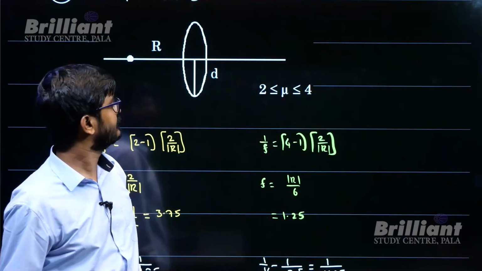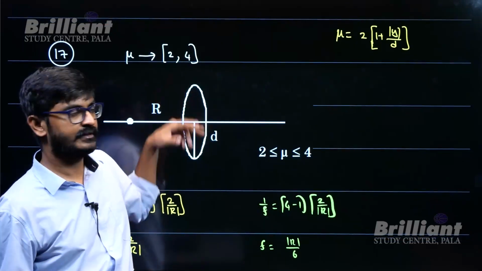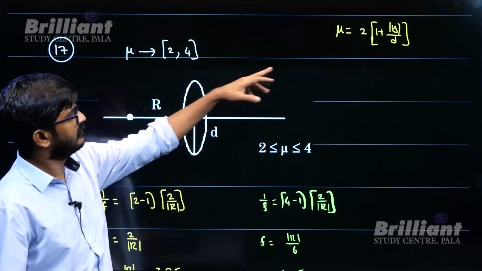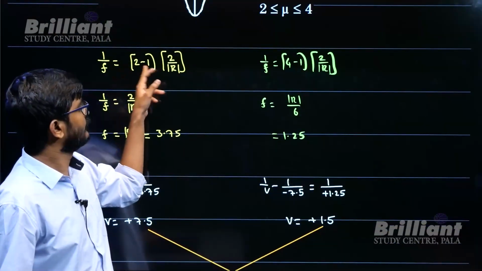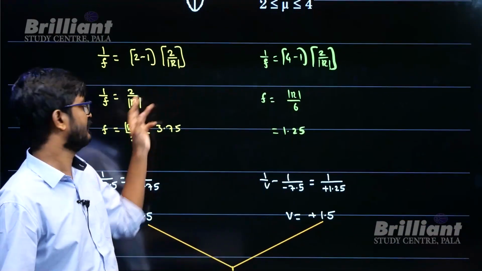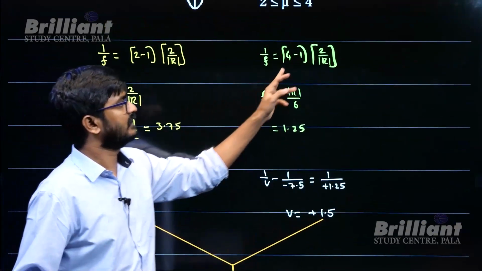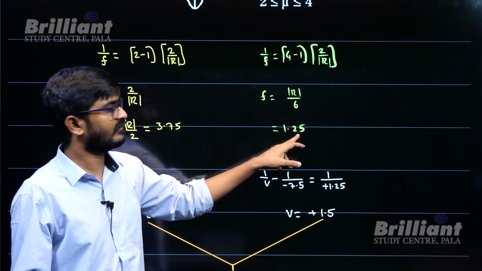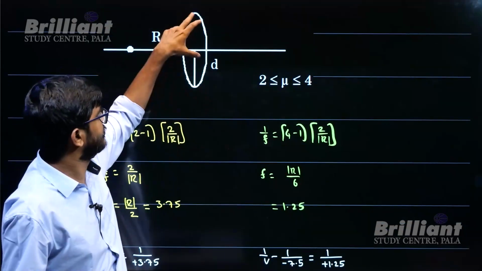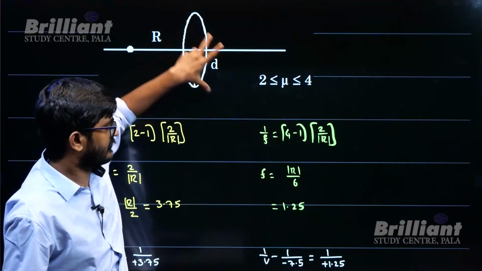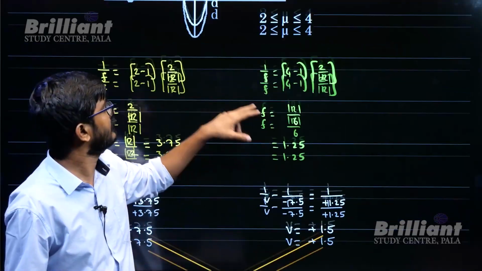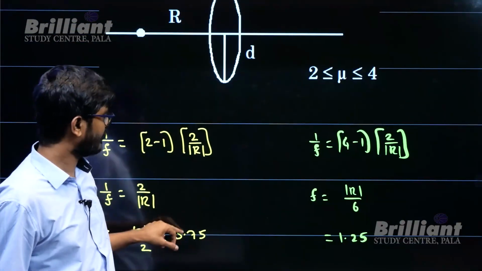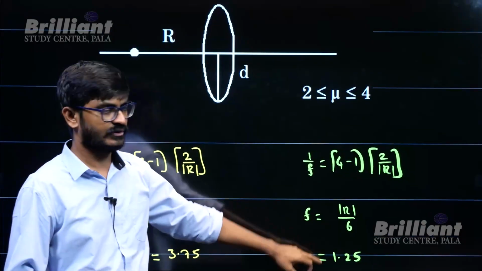If the refractive index is 2, what will be the focal length? 1 by f equals mu minus 1 into 2 by r, right? So focal length will be 3.75. If the refractive index is 4, then the focal length will be 1.25. Now, where will the focal length be 1.25? At these edges. At the center, focal length is going to be 3.75, and at the edges, focal length is going to be 1.25.